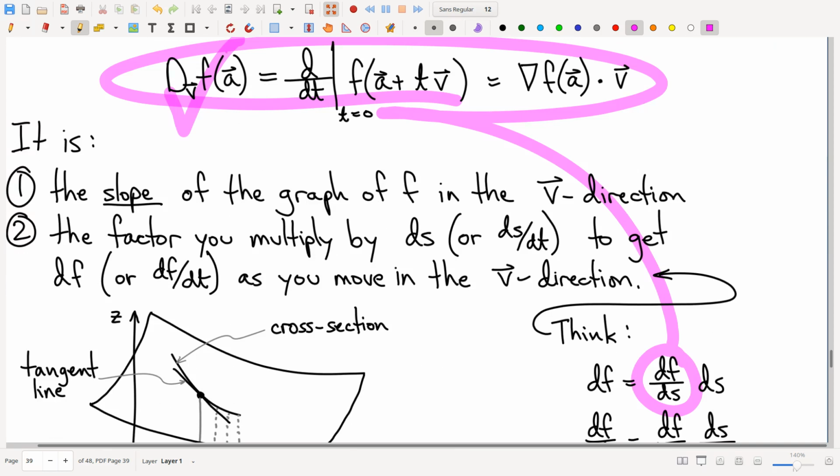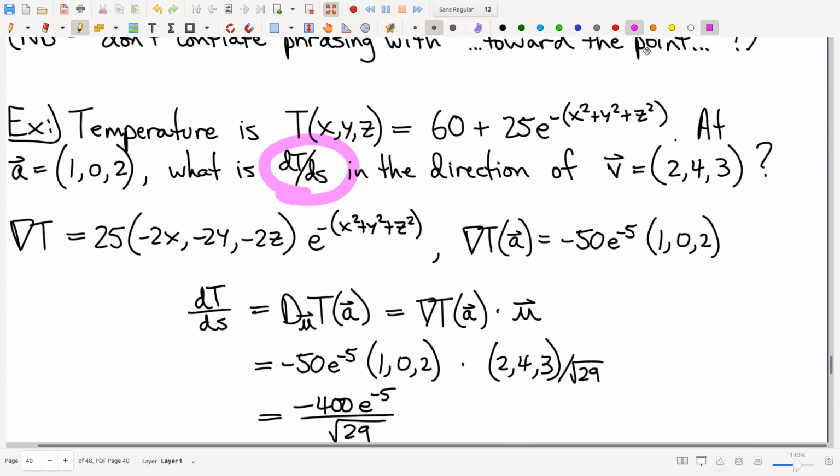Right, the question asks for DF/DS. Cool, that's what directional derivatives do. And by the way, also cool, again, we could use this handy formula right here, this dot with the gradient vector. So that's what we're going to do in this example.